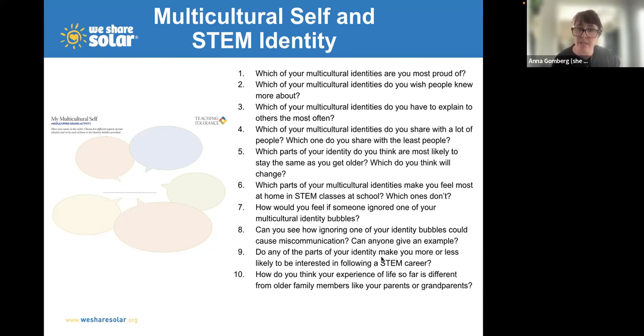Do any parts of your identity make you more or less likely to be interested in following a STEM career, etc.? So some pretty deep questions, which definitely could go into long conversations. Depends on what your class is like. If you have a class that's really talkative, you could talk about this for hours if people are really keen to share. But it may be, depending on their age, that they're not so into that, and so a small group conversation might work better.